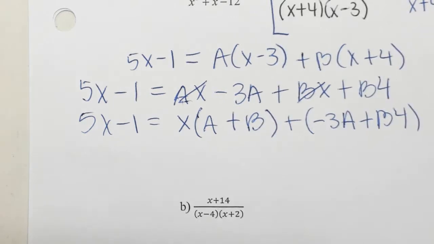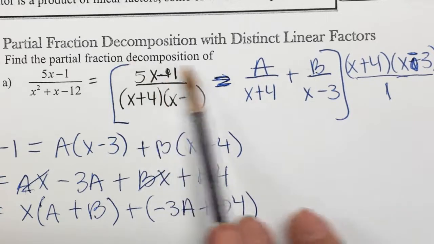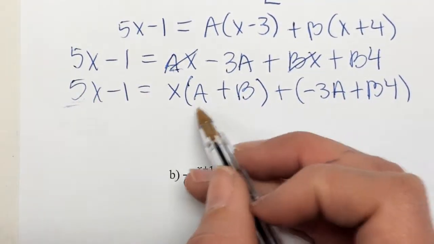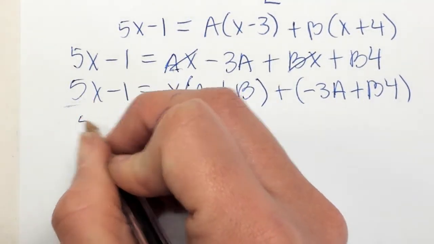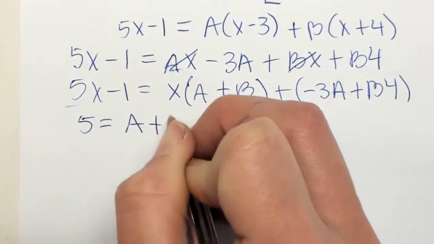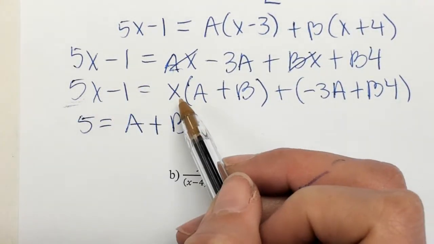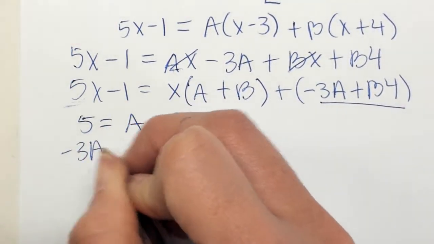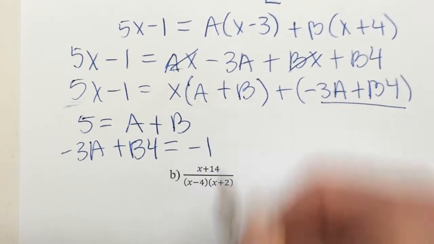Alright, if we go back up to the top, we know a plus b has to give us 5x minus 1 somehow, correct? Notice how these have an x term and these have an x term? This 5 has an x, this one has an x. We can set these equal to one another. 5 equals a plus b, because they both had an x term. And now we're also going to set this equal to this constant term. Negative 3a plus 4b equals negative 1.